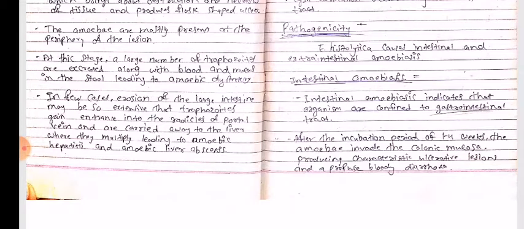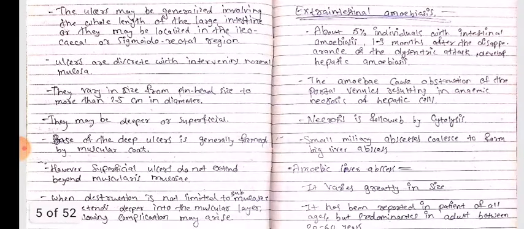Pathogenicity. Entamoeba histolytica causes intestinal and extraintestinal amoebiasis. Intestinal amoebiasis indicates that organisms are confined to the gastrointestinal tract. After the incubation period of 1 to 4 weeks, the amoebae invade the colonic mucosa, producing characteristic ulcerative lesions and a profuse bloody diarrhea. The ulcers may be generalized, involving the whole length of the large intestine, or may be localized to the ileocecal or sigmoidorectal region. Ulcers are discrete with intervening normal mucosa.